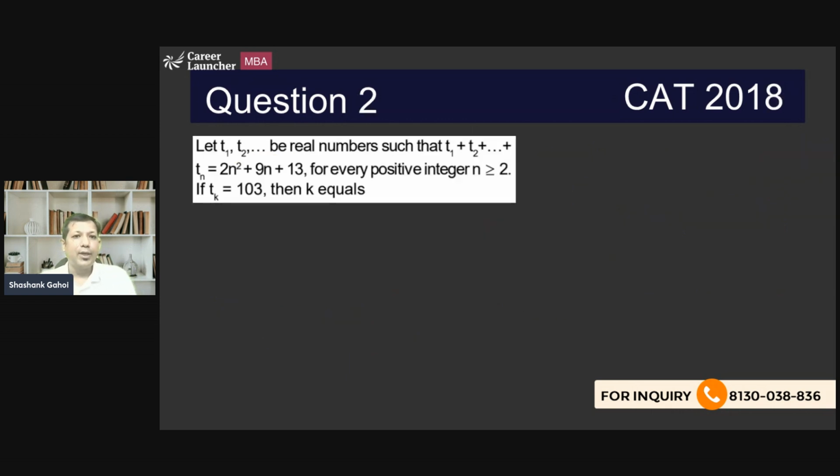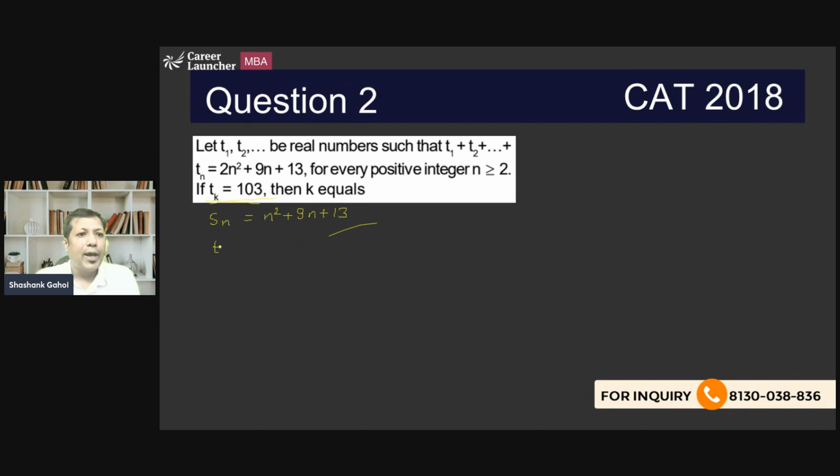What does it say? Okay. So it says that T1, T2, T3 are real numbers such that T1 plus T2 plus T3 up to Tn, so basically it talks about Sn. Sn is given to me as n square plus 9n plus 13. And it says Tk is this.